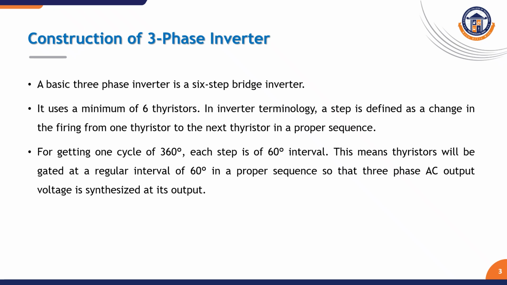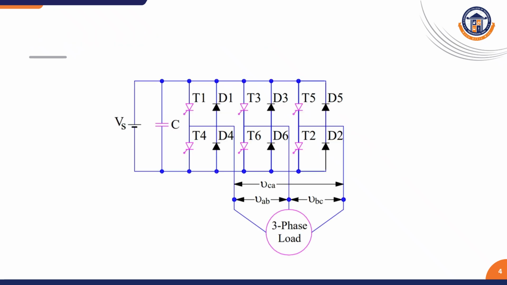So here we will be having minimum six thyristors, and each will be conducting for one cycle of 360-degree, and each step interval will be explained in terms of 60-degree interval. And for every 60-degree interval, we will be giving regular interval of gate pulses for the sequences of the switches. You can see the circuit diagram here. We can see the thyristor which is connected in an inverted direction.